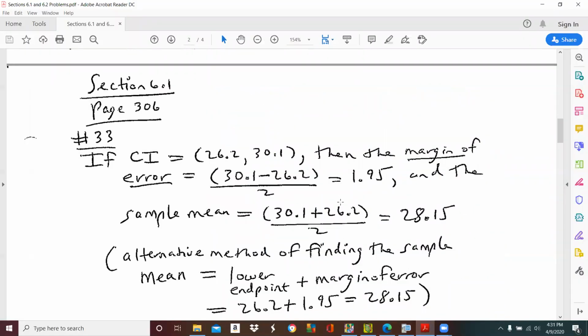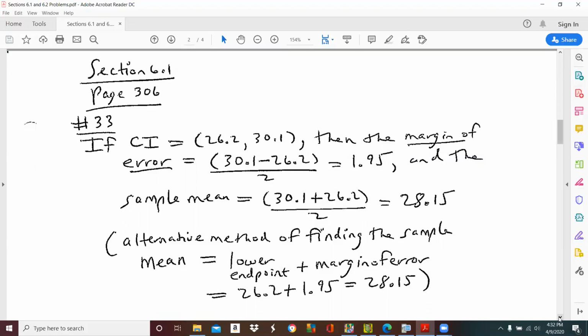Well, if you think about how to construct a confidence interval, what do we do? The left endpoint is we take our sample mean and subtract the margin of error. And then to find the right endpoint, we take our sample mean and add the margin of error. What that means is that the width of the interval, the length of the interval, has to be 2 times the margin of error. 2 times the margin of error. Okay.